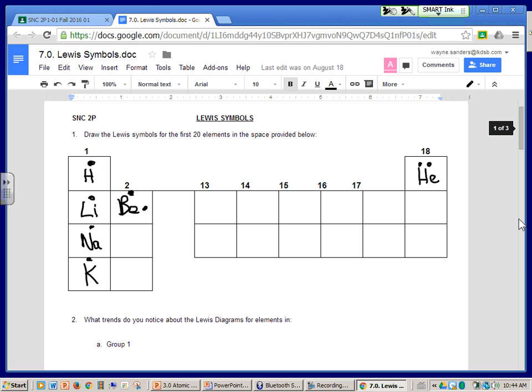I could work my way down and put 2 dots in for the rest of these, but now I want to work my way across to illustrate what happens as we go across. We're going to miss the transition metals and jump over here to 13. I've got boron. How many dots? 3. Not 13, but 3. Don't pair them up yet. 1, 2, 3.